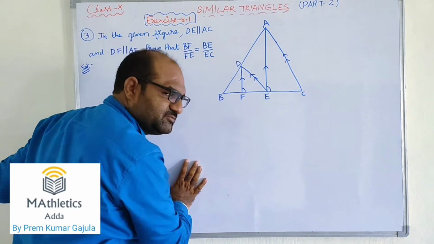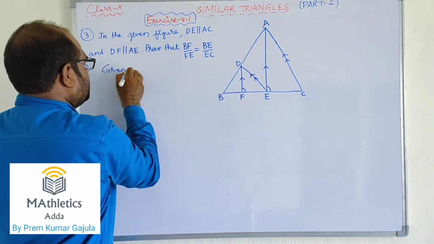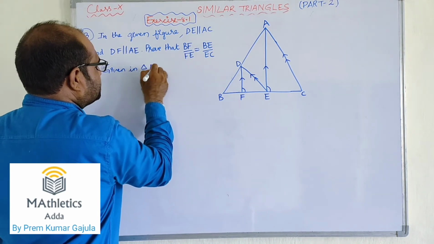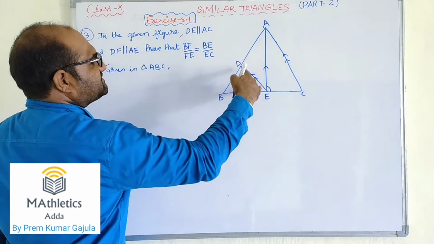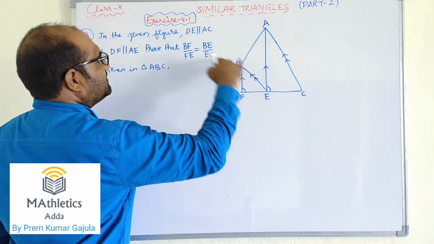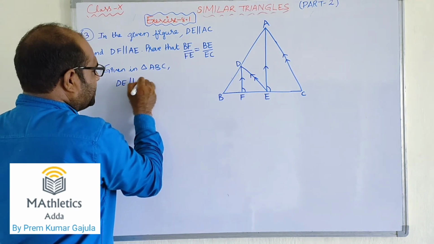BE by EC we have to prove. So now let us start the solution. Given in triangle ABC, this DE is parallel to AC. Given that DE is parallel to AC.